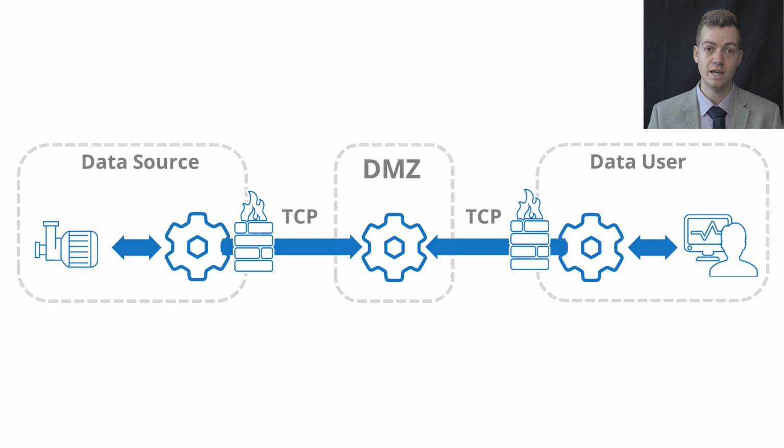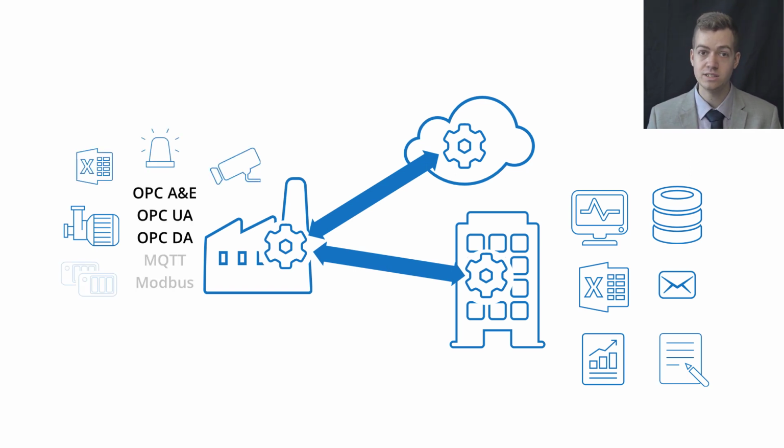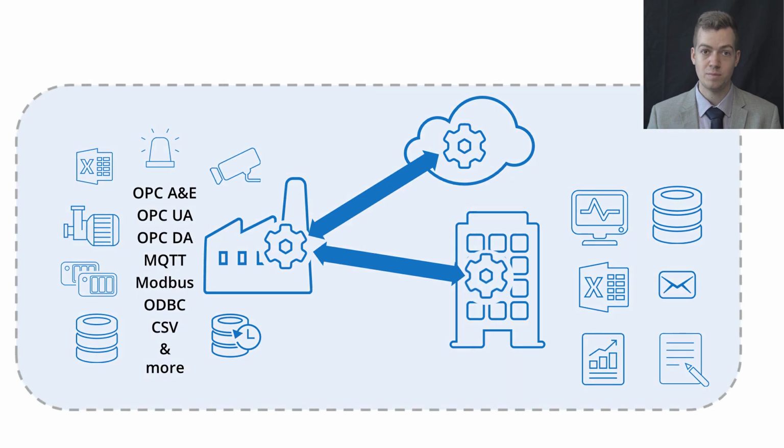Beyond OPC-DA, today's tunneling software must connect to a variety of OPC servers, OPC-DA, UA, or A&E, as well as PLCs, embedded devices, data historians, databases, spreadsheets, or just simple CSV files. And the software should be able to aggregate the data under a single unified namespace for full access throughout the enterprise.